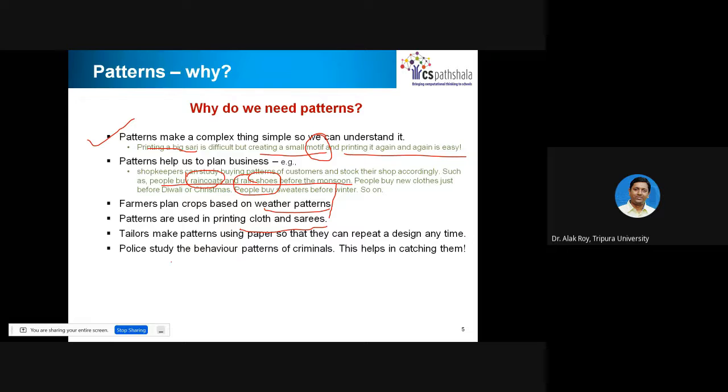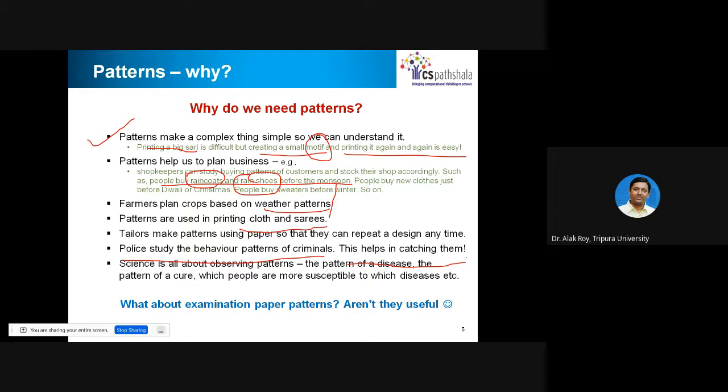Okay, police study the behavior patterns of criminals. This helps in catching them. Okay, so different examples we can use. So common things are, what about examination paper patterns? Okay, see in examination paper patterns also, if you can observe previous year questions, maybe 3 to 4 years, you can guess what will be the question in the coming semester.